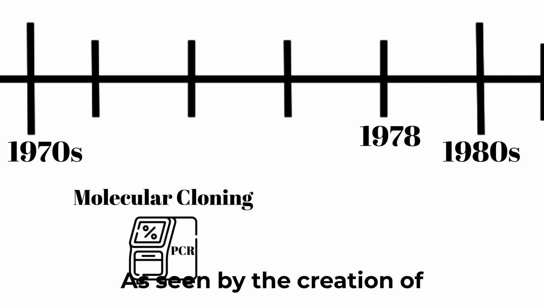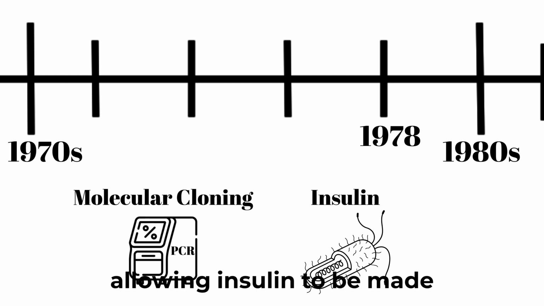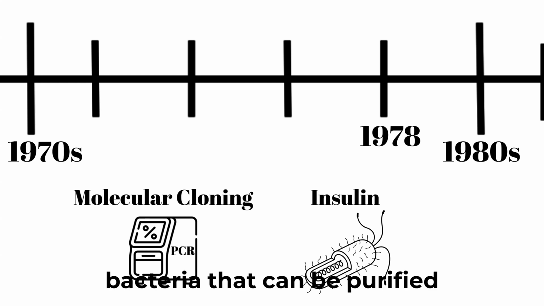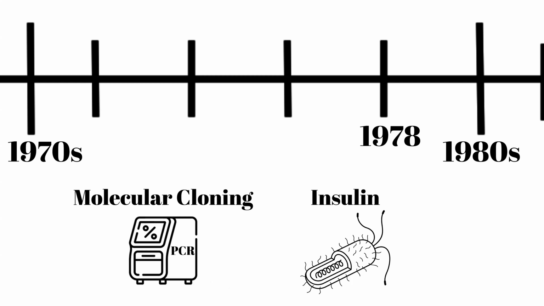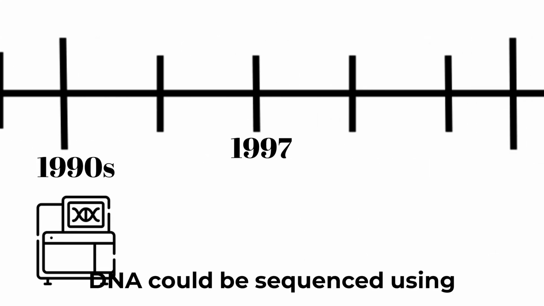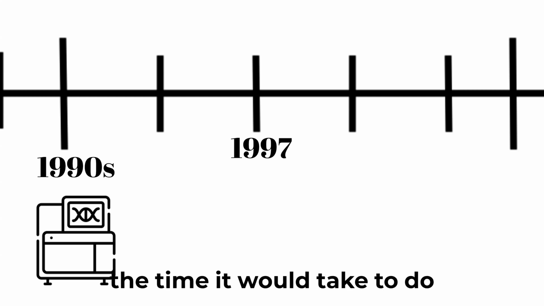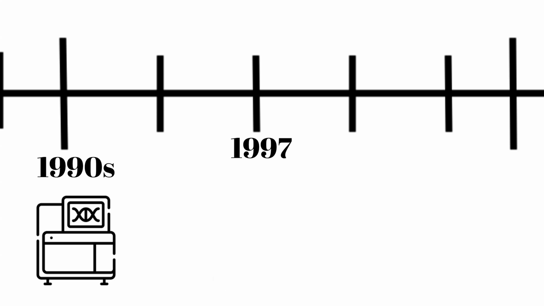As seen by the creation of synthetic human insulin in 1978, allowing insulin to be made inside of bacteria that can be purified rather than pulling it out of a pig or cow. By the 1990s, DNA could be sequenced using the quickly advancing computer technology, meaning the millions of DNA base pairs could be read in the time it would take to do a handful of them doing it by hand.